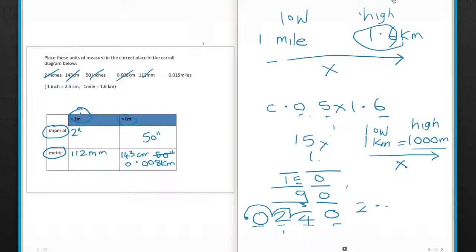So that's definitely bigger than a metre, and it was in miles, so it's imperial. So here we are, our 0.015 miles.